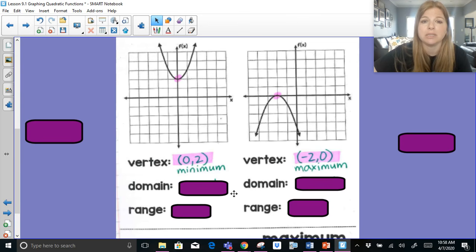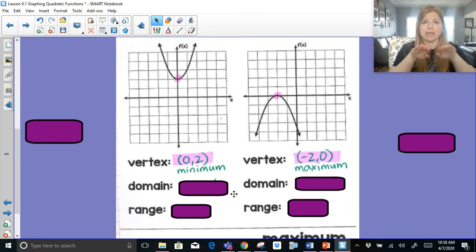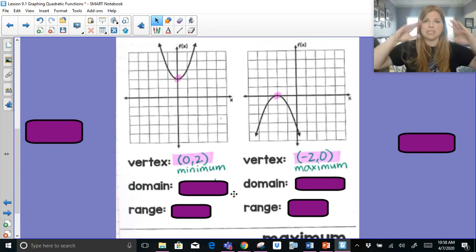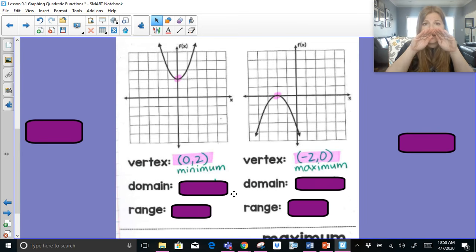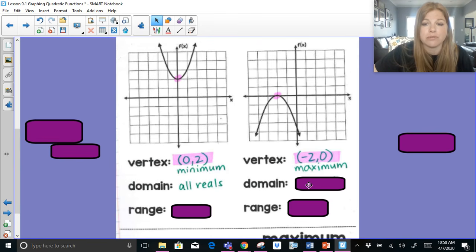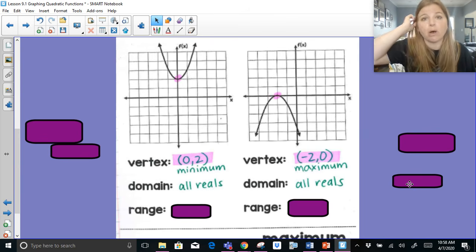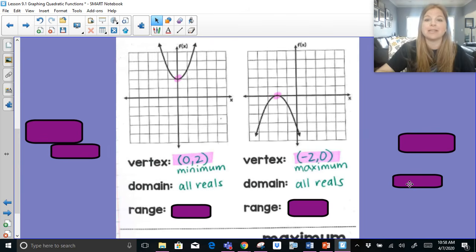Now, domain. Domain means the x values. Now this parabola, no matter where it is on the graph, as my x values increase, my y values are going to eventually cover every single x value. Same thing if the graph is facing downwards. As the x values increase or decrease on either side on your coordinate plane, the y values are going to end up covering every single x value that you could possibly have. So the domain for all of our parabolas is always going to be all reals. It's always going to be all reals for these problems, okay? Because eventually it's going to cover every possible x value, but not so much the y's.